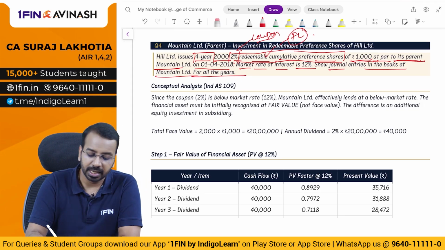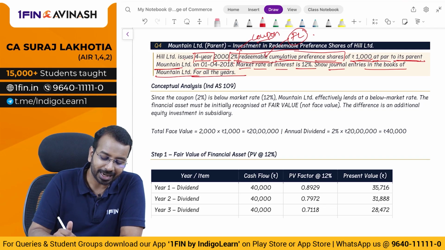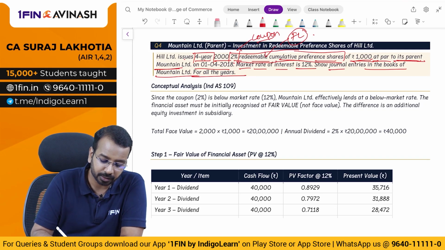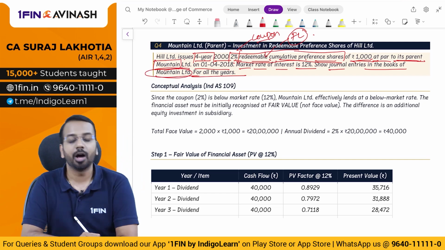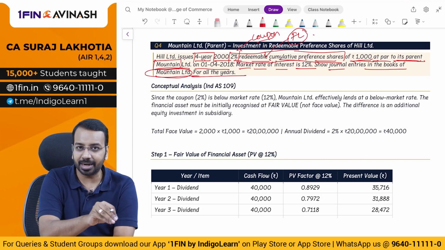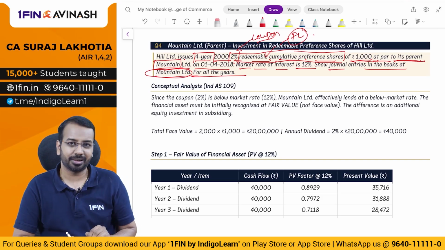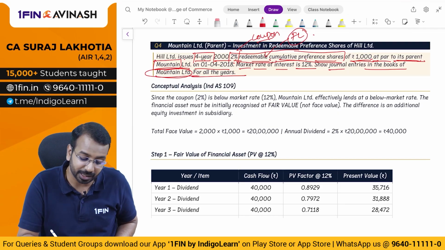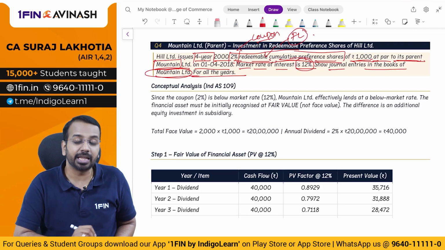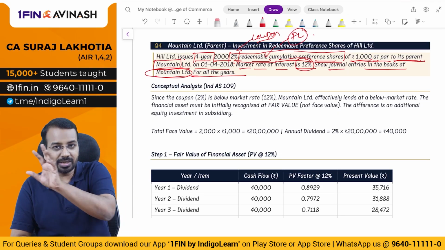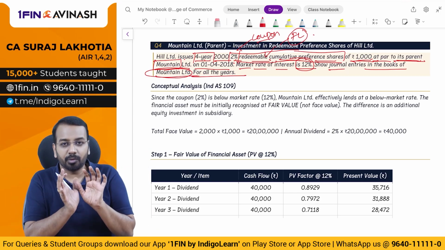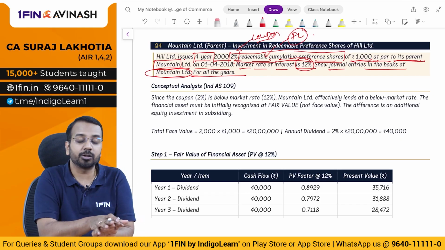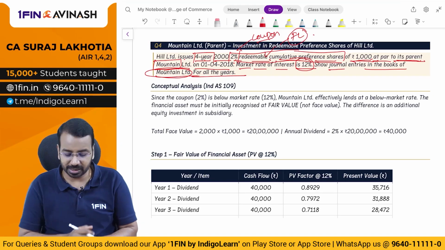Now what is the meaning of this? Basically, Hill Limited has issued 4-year 2% redeemable preference shares to its parent Mountain Limited, and we have to account for it in the books of Mountain Limited. Mountain Limited has invested. What is the income they are getting? 2%. If they invest in the market for a similar instrument, they will get 12%. So instead of giving to somebody at 12%, we are giving it to our subsidiary at 2%. Okay, so one portion is a loan, but we are also passing some additional benefit. How much is that benefit?